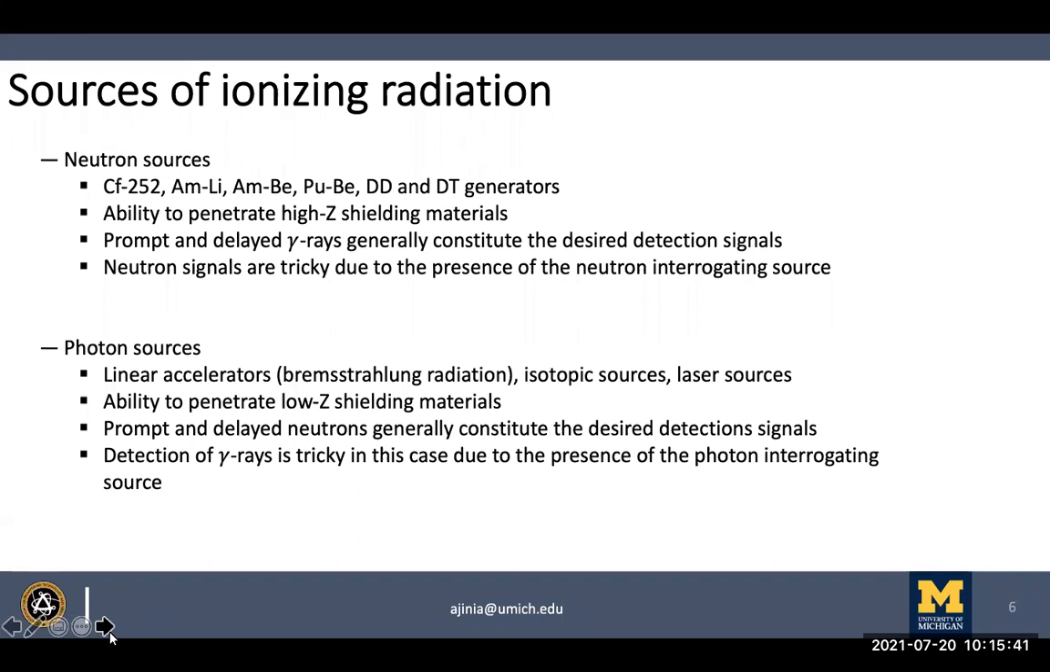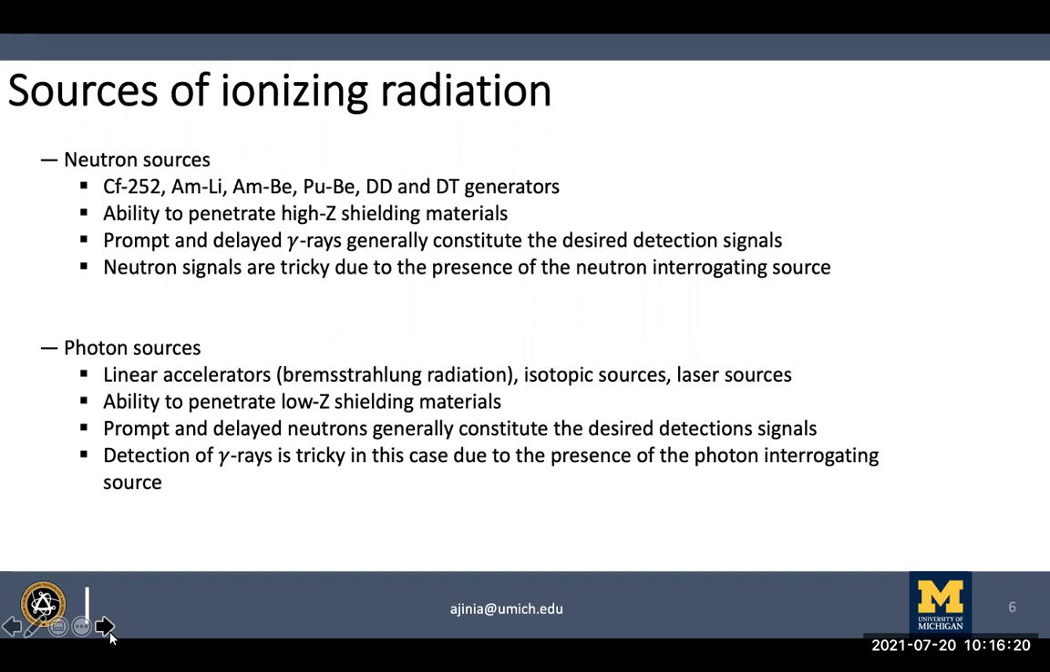Then we have AmLi, AmBe, and PuBe. These are all alpha-n type neutron sources. AmLi is an epithermal neutron source. PuBe is a source that has neutrons emitted at higher energy values. By higher, I mean we're talking greater than 2 to 3 MeV. So the spectrum is much harder compared to the Watt spectrum that we are used to seeing from a californium source. And then we have fusion sources from DD and DT generators.